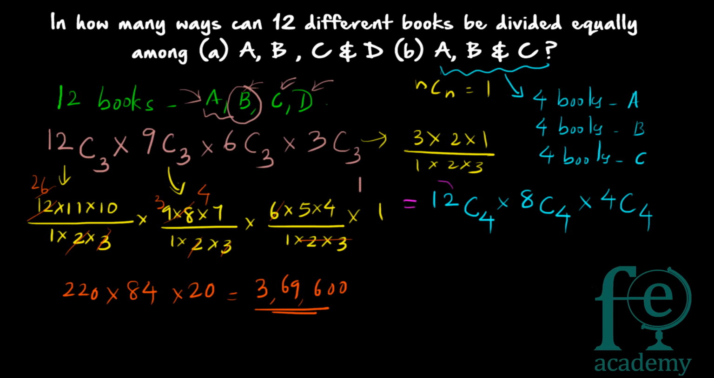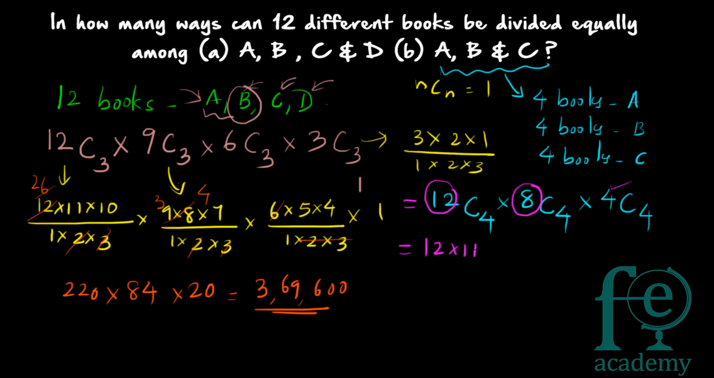So there are 12 books at first, out of which 4 books are selected and given to A. Now the remaining books will be 8. Out of 8, again 4 books are selected and given to B. Now in total only 4 books will be remaining, so it will be equal to 4 C4. So 12 C4 into 8 C4 into 4 C4.